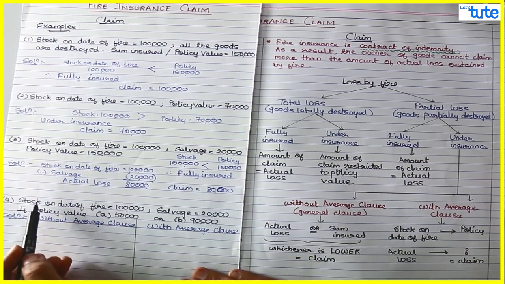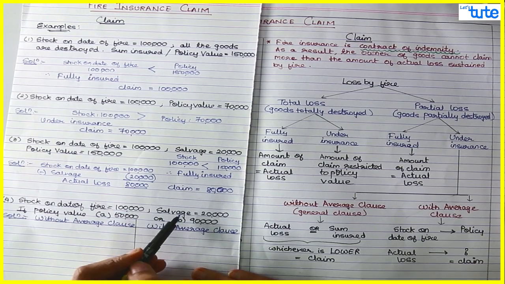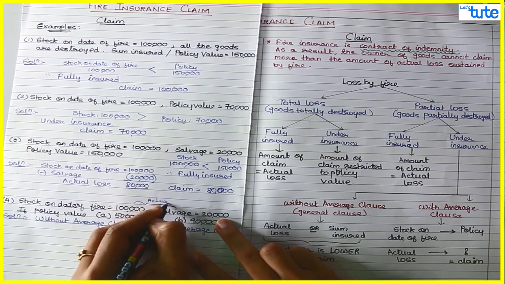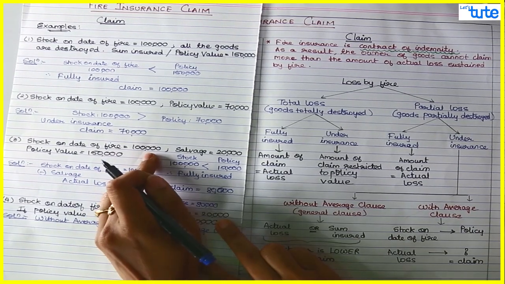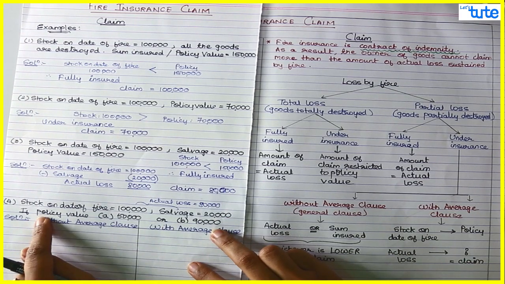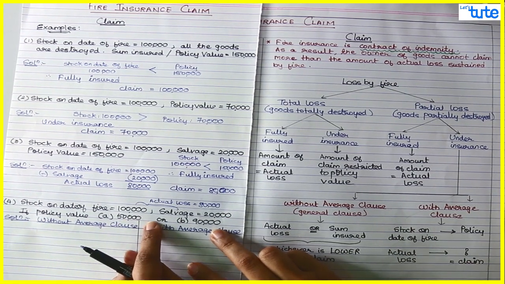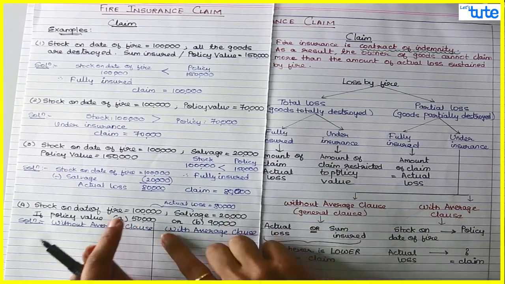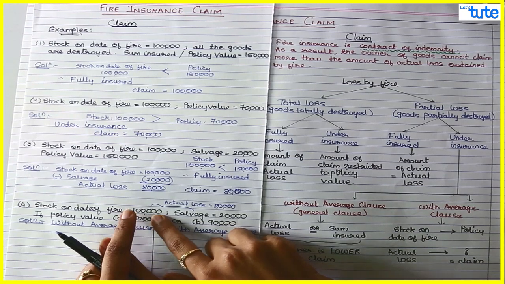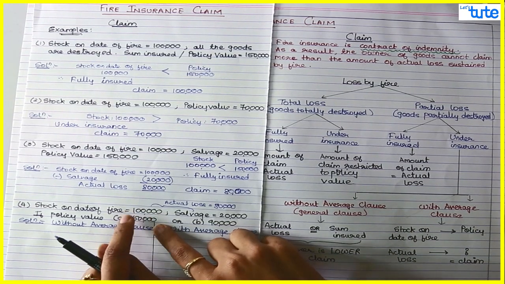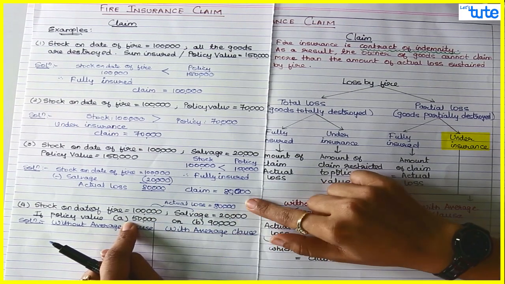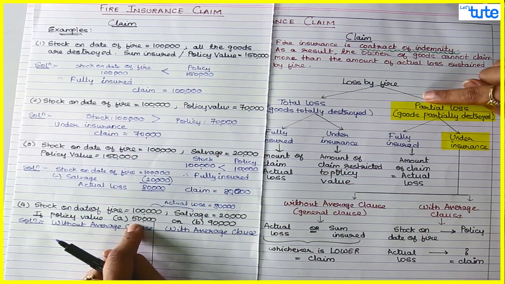So first of all, you will have to find out if the goods are partially insured or fully insured. So stock on date of fire is 1 lakh, salvage is 20,000. So in this case, your actual loss is 80,000, same like this example. But in this case, your policy value is 50,000, or I have taken one more case over here as 90,000. So first of all, we'll deal with this 50,000. Now your stock on date of fire is 1 lakh, but you have a policy of only 50. So this is fully insured or under insurance? Yes, this is the case of under insurance. So this is the case of partial loss and under insurance.